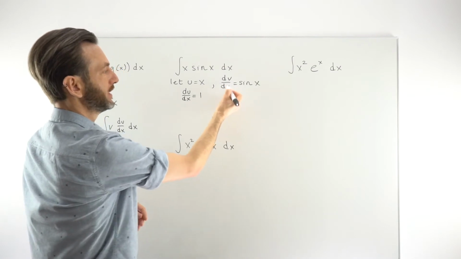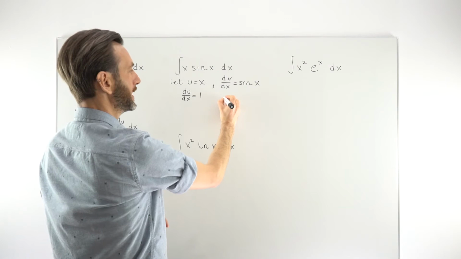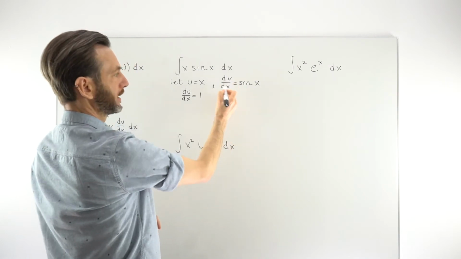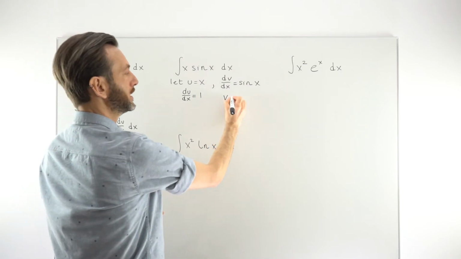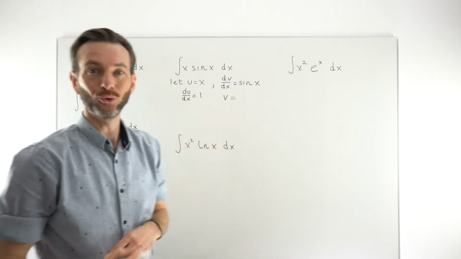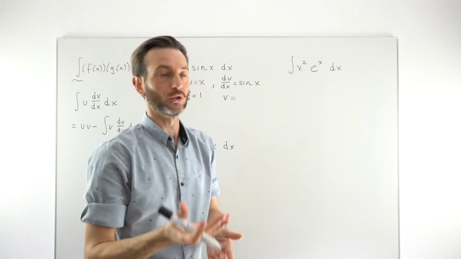To get this to v, we've got dv/dx, we're going to have to integrate this. So if we integrate the left-hand side, if you like, with respect to x, we would get back to v. If we integrate sine x, now you might not know how to integrate sine x yet. I don't know if we've covered that yet in this series of videos.